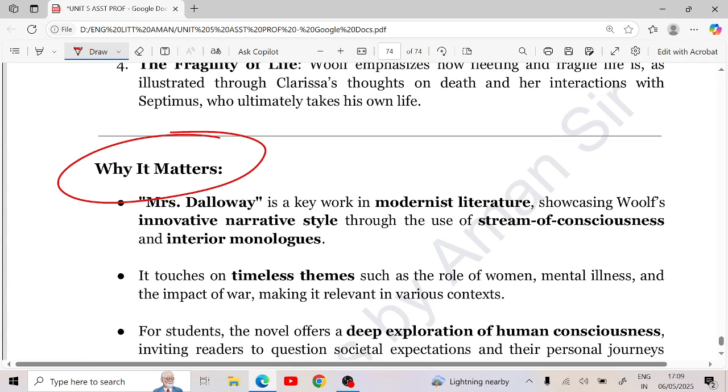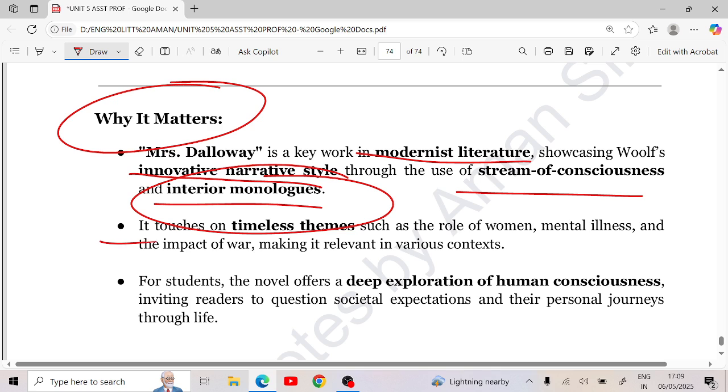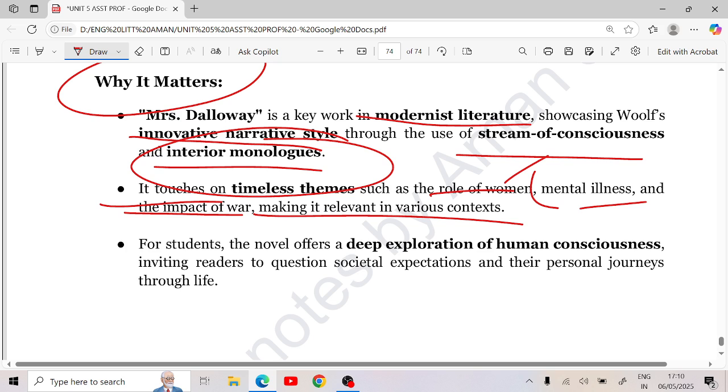So Mrs. Dalloway is a key modernist literature, showcasing Woolf's innovative narrative style through the use of stream of consciousness and interior monologues. So many interior monologues are there in this work. That is the reason why it is really very important, and it touches on timeless themes such as the role of women, mental illness, and the impact of war, making it relevant to various contexts. For students, the novel offers a deep exploration of human consciousness, inviting readers to question societal expectations.